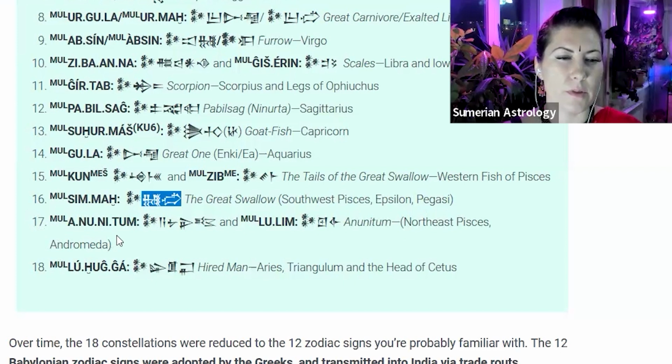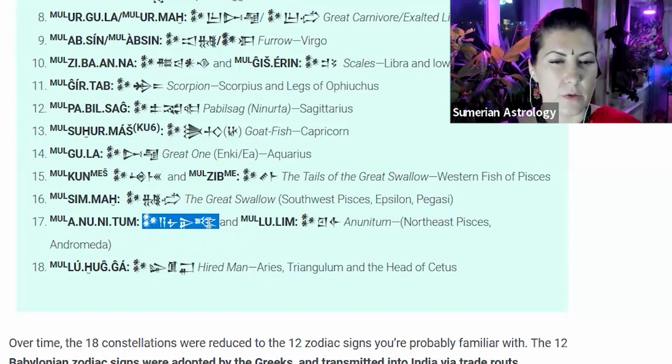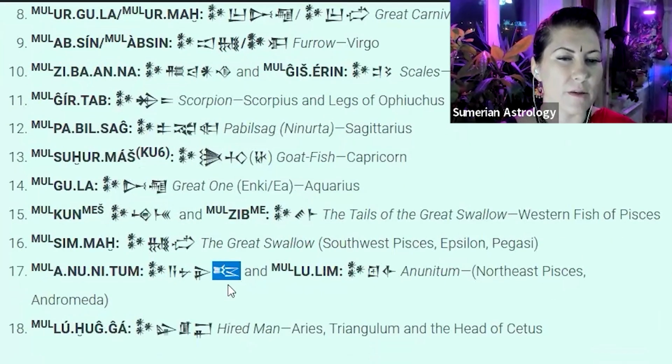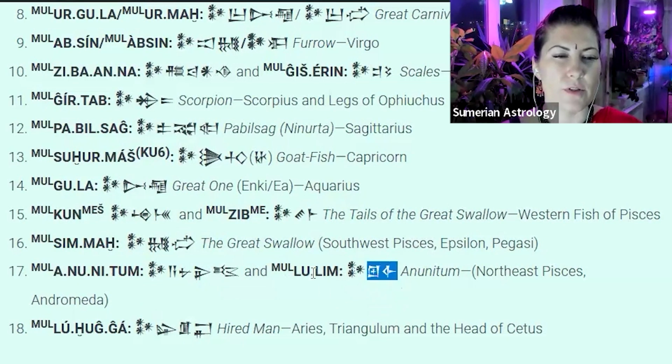Then we have Mul Anunitum. This is actually very interesting. This Tum right here, which, if you care, depicts the legs and thighs and buttocks of a person, likely a female, considering that this is a feminine indicator in Akkadian. This is the word for A, which means water or semen. This is Nu, which by itself usually means no, but here it's being rendered for a name. Same thing with Ni. So this is Anunitum, meaning the goddess Anunitum, and Mululim, which in Akkadian refers to a red deer. In this constellation, it's referring to the stag, which was probably located, or at least the legs were located, in the current constellation of Andromeda.